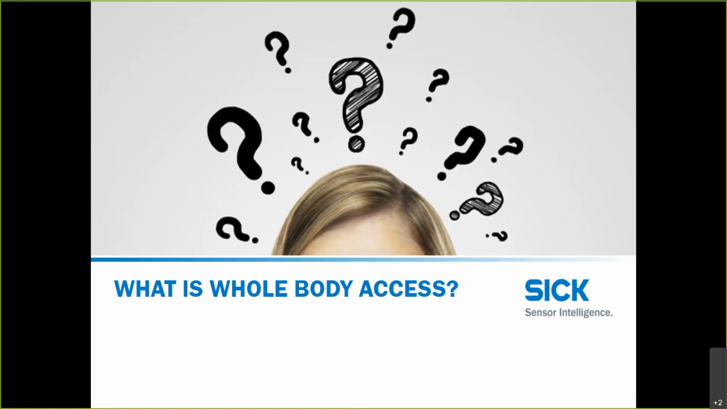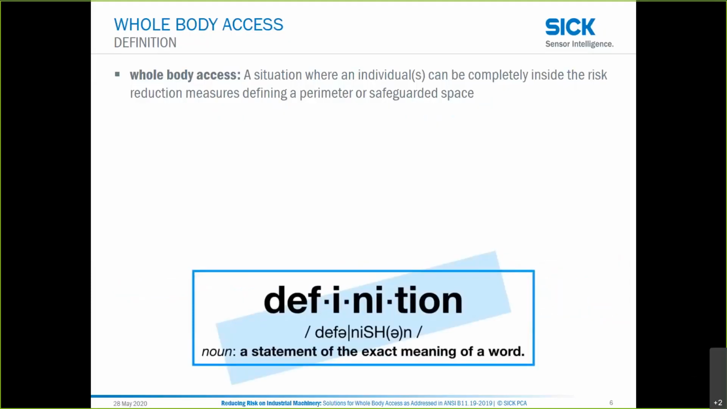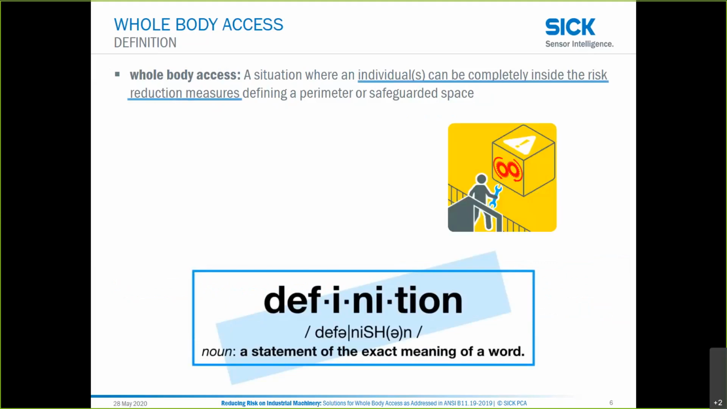So we'll start with explaining what whole body access is. We might think we understand it, but just to get a clear definition, let's look at how it's described in the standard. In the standard, whole body access is a situation where an individual can be completely inside the risk reduction measures. So essentially there's a hazard inside some area defined by a perimeter or safeguarded space. Ideally, the solution is designed so that when we access that area, the hazard comes to a stop. But the real situation that whole body access addresses is how do we prevent it from starting up again when people are inside this area?